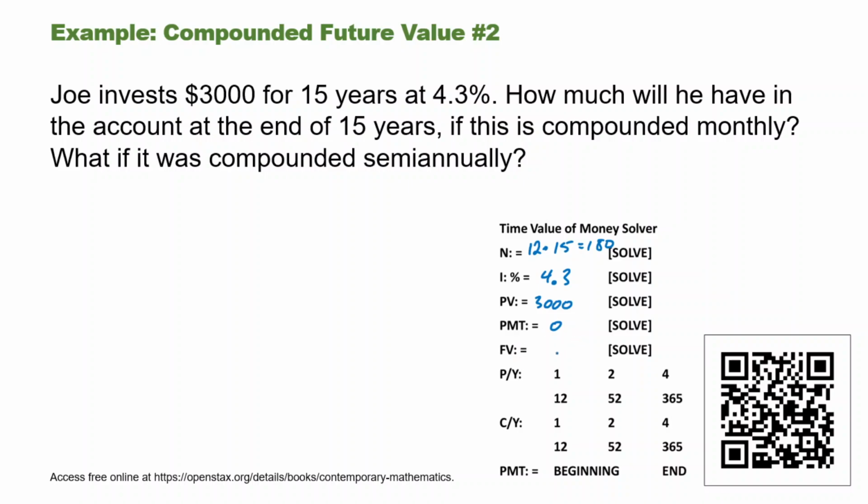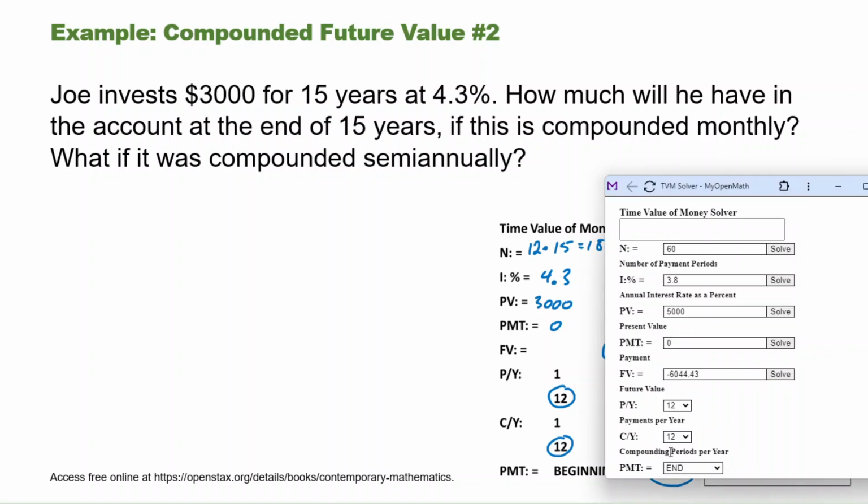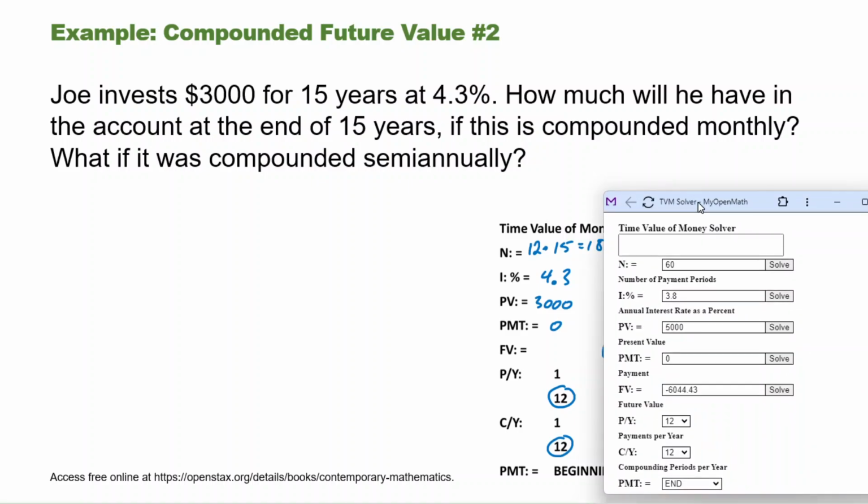Future value, we would like to know, and we will choose solve for that, so I'll go ahead and circle solve on future value. Now payments per year and compounding per year would both be 12 because we're talking monthly. And then finally I will choose end under payment because it doesn't actually matter. It does matter with problems we'll run into later. And so I will pull up my TVM solver and replace those values.